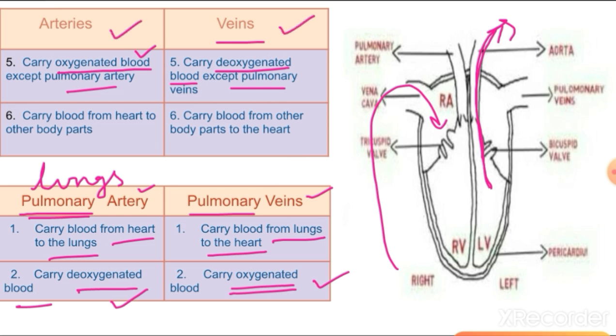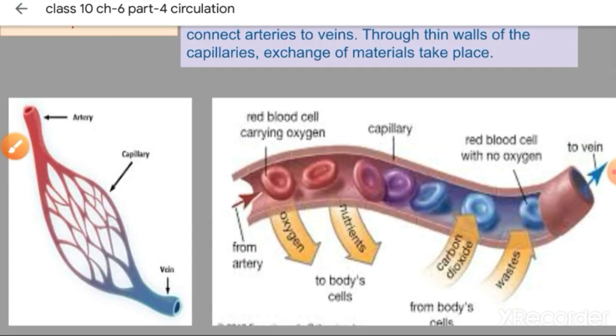The main artery, also known as the aorta, carries oxygenated blood, but the pulmonary arteries carry deoxygenated blood. Then the main veins, also known as the vena cava, carry deoxygenated blood, but the pulmonary veins carry oxygenated blood. So this function is only in contrast to them. Otherwise all the functions are the same.